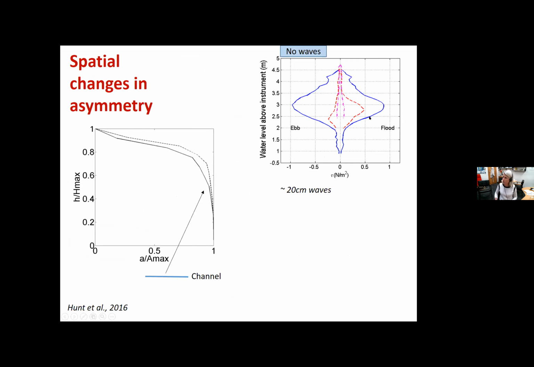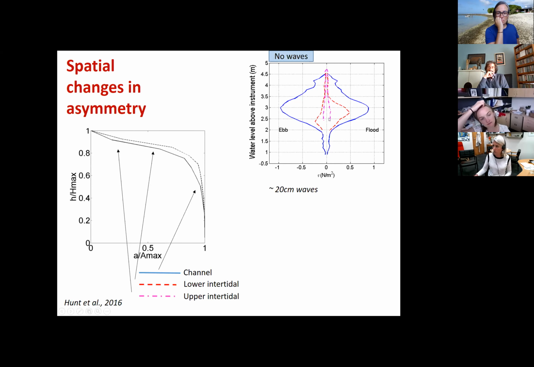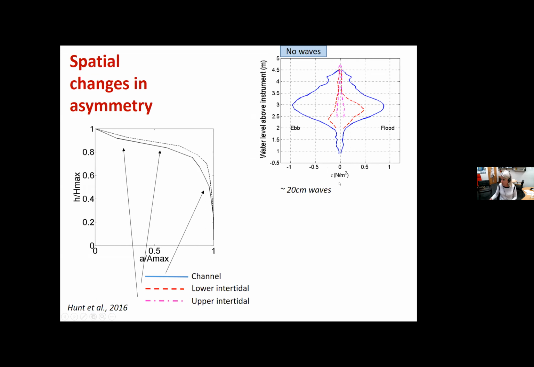And he could show here, this blue line was the tidal stage plot in the channel. The red dashed line is the tidal stage plot on the intertidal. And then there was the upper intertidal region with the pink line. And he could show again a drastic diminishment of current as he moved shoreward, and also this switch to flood dominance as he moved up over the intertidal. And this was a situation with no waves. And here he's plotted bed shear stress, not currents.